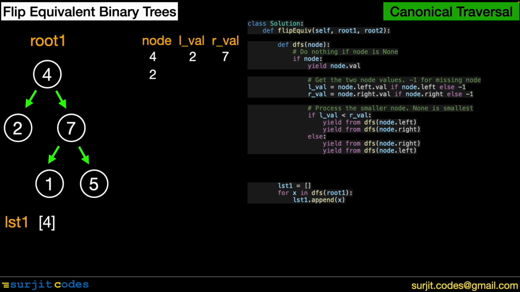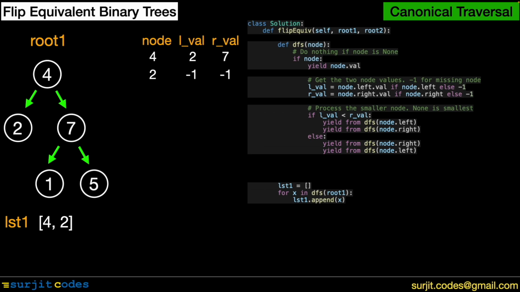Further yields of X will be from this new call of the generator. The yield from statement allows recursive calls of generators. The first statement in this call of DFS is yield node, which sends value 2 to X, which is appended to the same list, and we go back to DFS. Remember that list 1 is defined outside of DFS and is common to all calls of DFS.